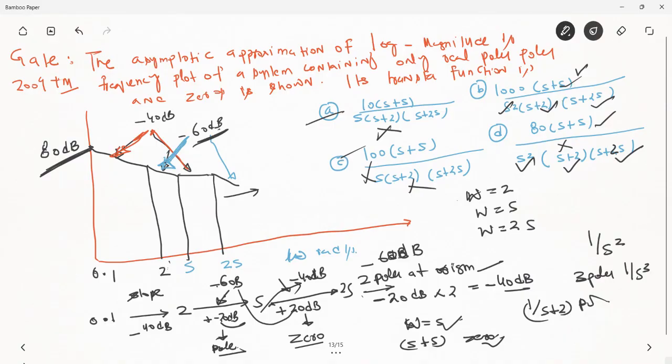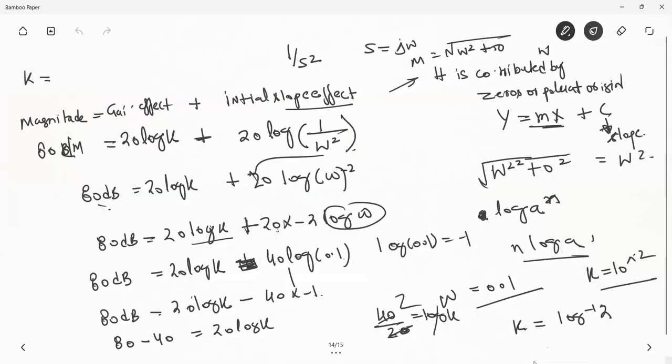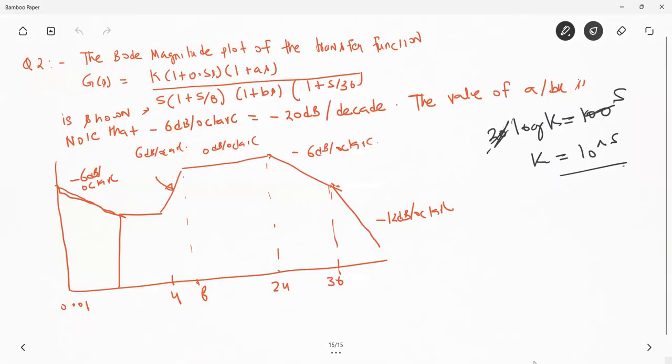Another trick they have applied is s square (s plus 2)(s plus 25)(s plus 5) and k. They have written this in time constant form. I'll show you. The time constant form basically means this is the same thing. Why the value 1000 came is because they have written it in time constant form. I'll just show you.